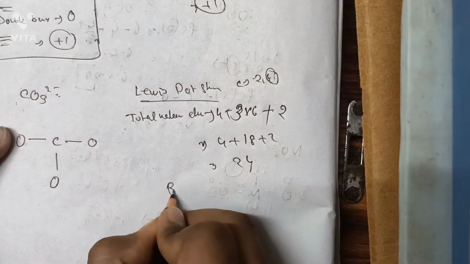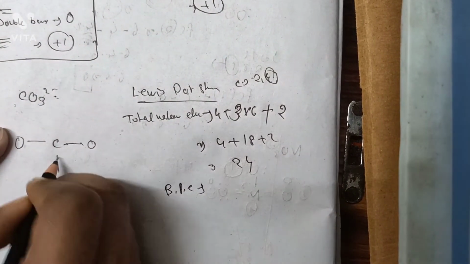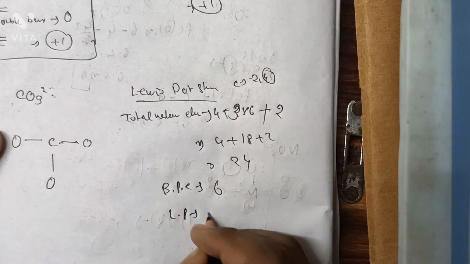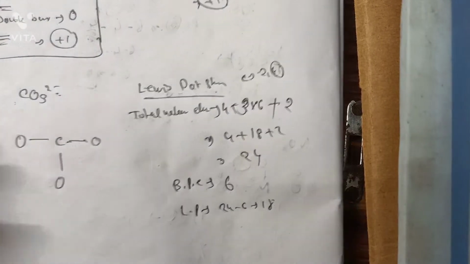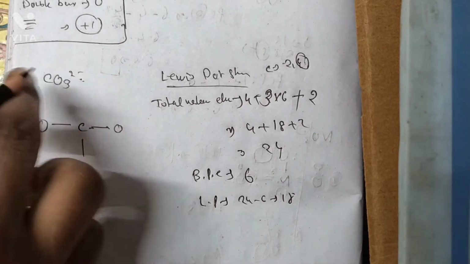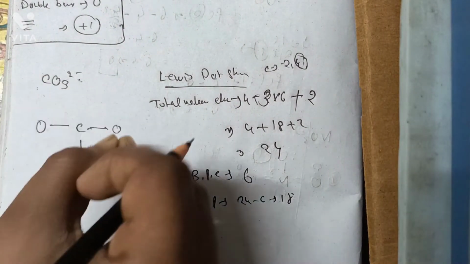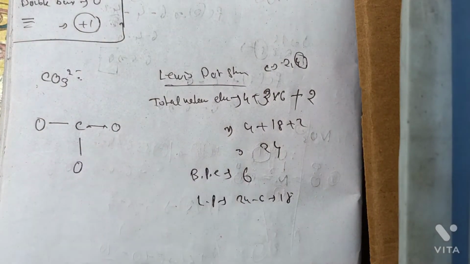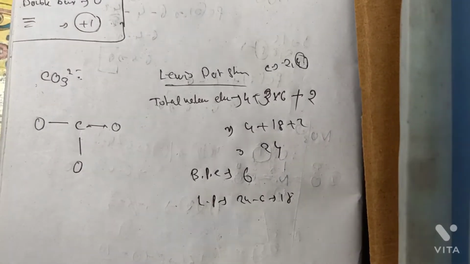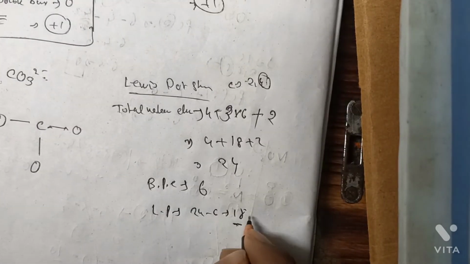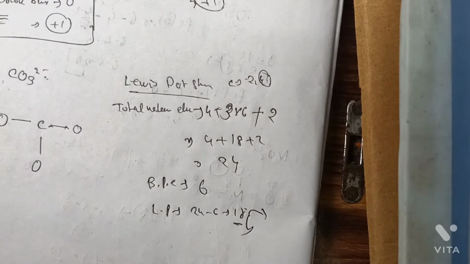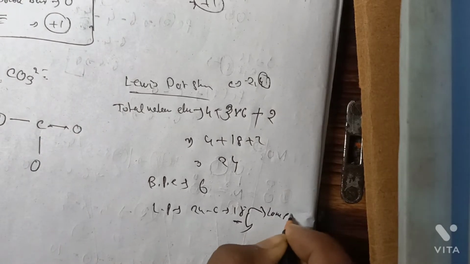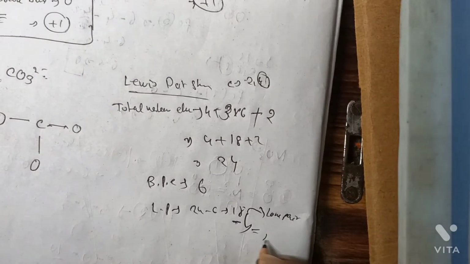After that we have to find the bond pair electrons. How many? 1 2 3 4 5 6. Now the lone pair electrons. Lone pair electrons are total valence electrons minus bond pair electrons, so 24 minus 6 is equal to 18. First we put the center atom, then put the oxygens, and join the 3 oxygen atoms with 3 single bonds. After that we have to put the lone pairs. The lone pairs can work in two ways: they can stay as lone pairs, or they can make a double bond or a triple bond.